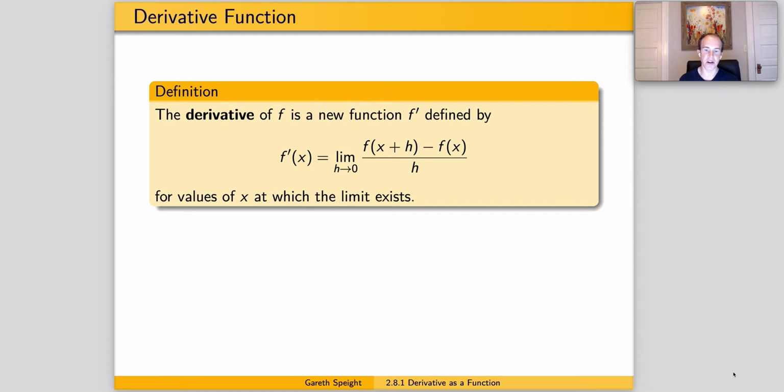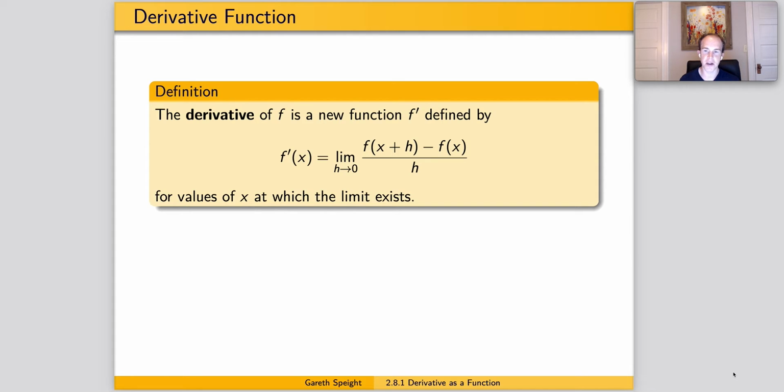So remember, a function is just a rule that maps an input to an output. So if we input a point x, here is a formula for this new output, this new function f prime of x. It's the limit as h goes to 0, f of x plus h minus f of x divided by h. So basically, take the derivative at the point x. And so this is a perfectly nice formula, provided the limit exists.